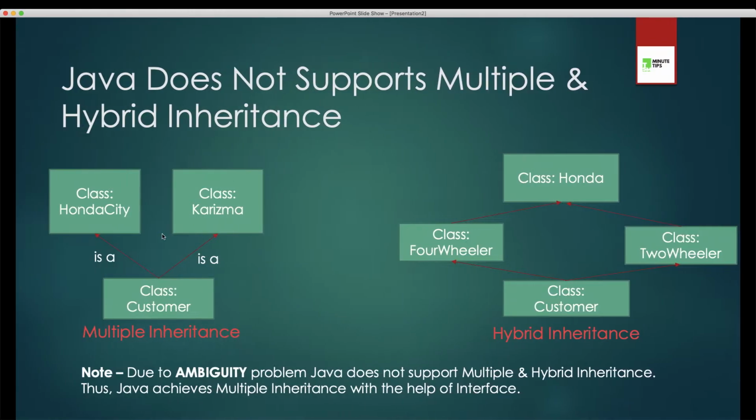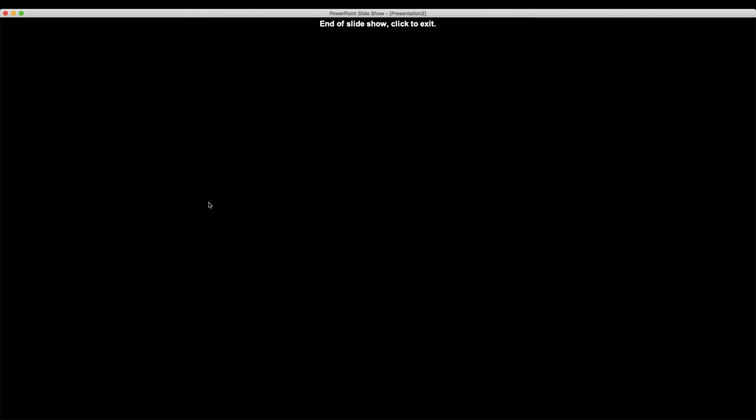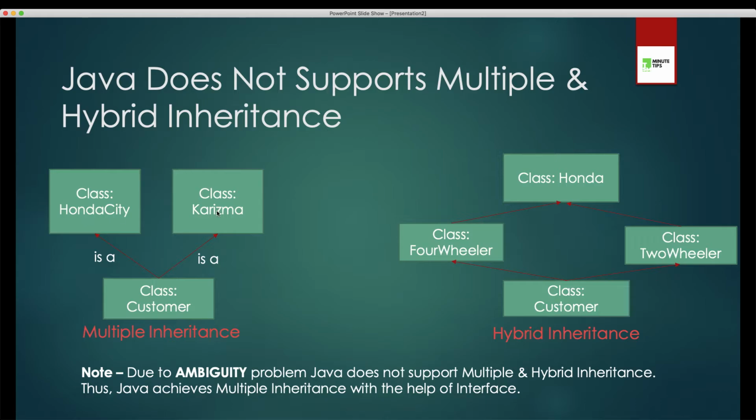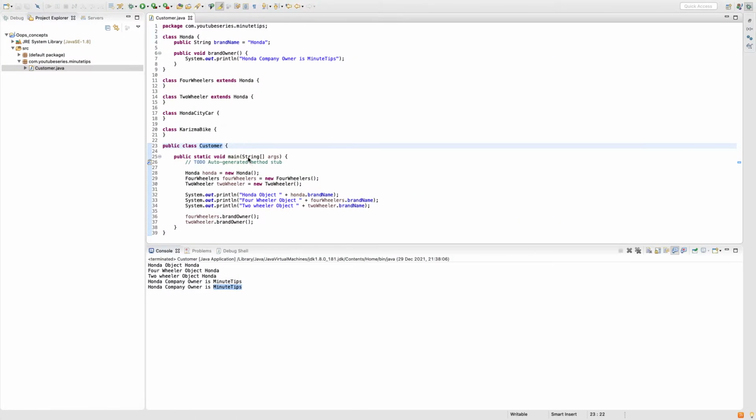Now as you can see, let's say the customer class extends, is deriving from these two parents, that is the HondaCity class and the Karizma class. When I try to extend my customer class with the HondaCity class, I am able to do that. Comma, how can I extend it with the Karizma class?